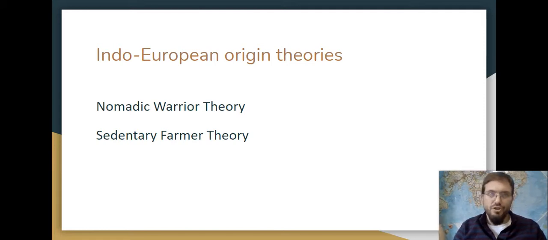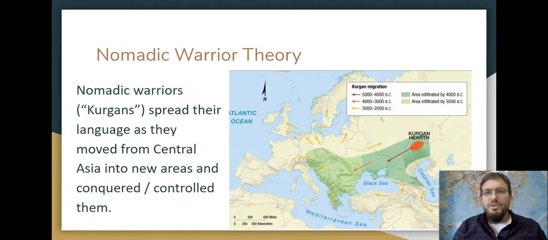Now, there are two major theories on where the Indo-European language came from, because remember, each family was originally a language in and of itself before it branched off into many others. Anyway, Indo-European was possibly a language spoken by two different groups, so those are the two major theories. There's the nomadic warrior theory and there's the sedentary farmer theory, and they are exactly what they sound like. What you should know, though, is kind of where they came from and what, in general, the theory is. So first, the nomadic warrior theory.